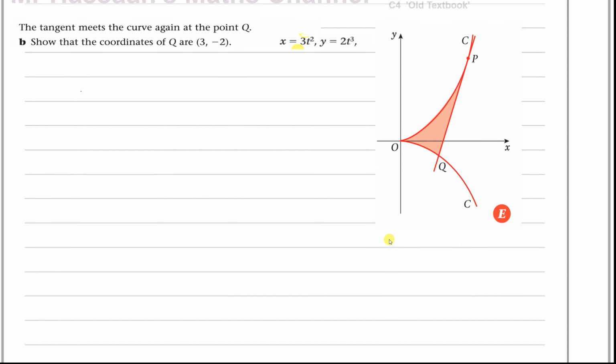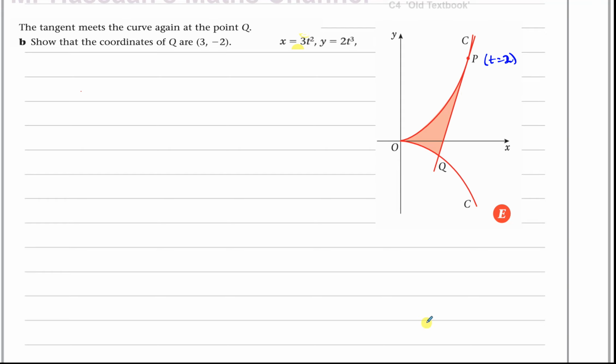Now for part B, it says the tangent meets the curve again at the point Q. Show that the coordinates of Q are 3, minus 2. Now we know that when t equals 2, that's one place where the curve meets the line, the tangent at point P. It meets it in a special way here. It meets it as a tangent. And that's something important for us to realize.